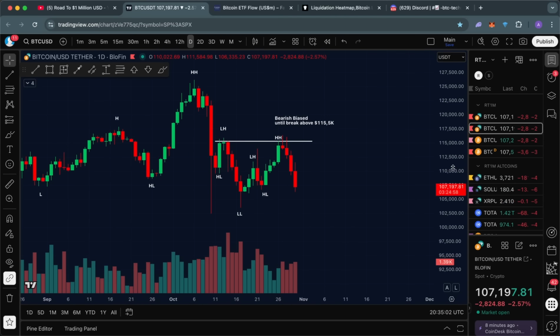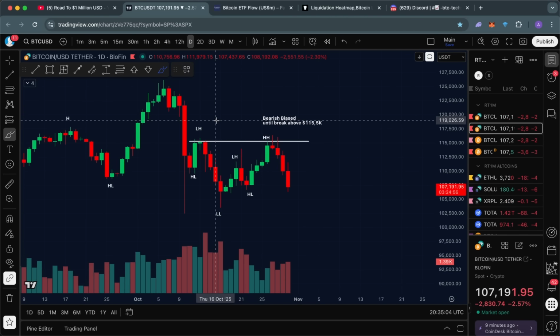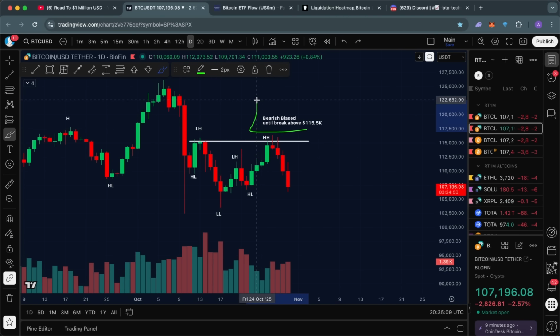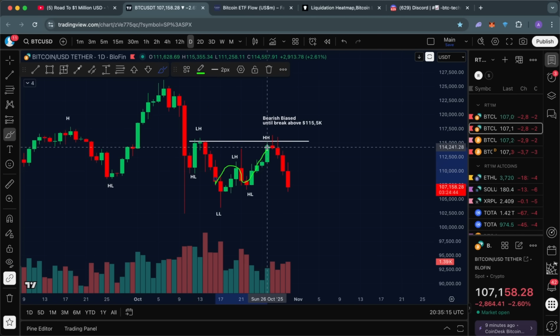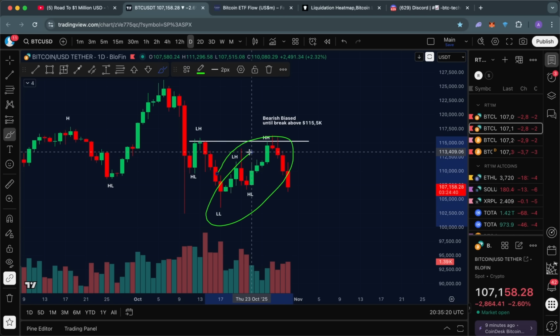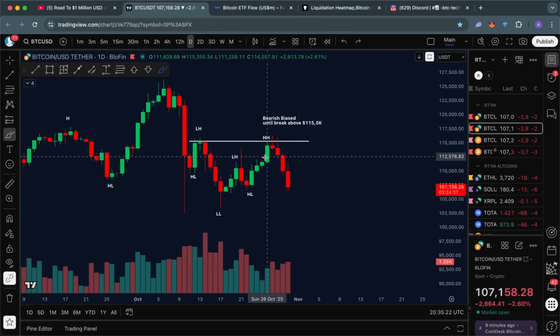Now, moving on to the 1-day time frame, here you can see that nothing has actually changed. We are still bearish biased until we break above 115.5K. So you can see that right here we started forming this bullish structure in the short term. And of course, we took advantage of that on the lower time frames.